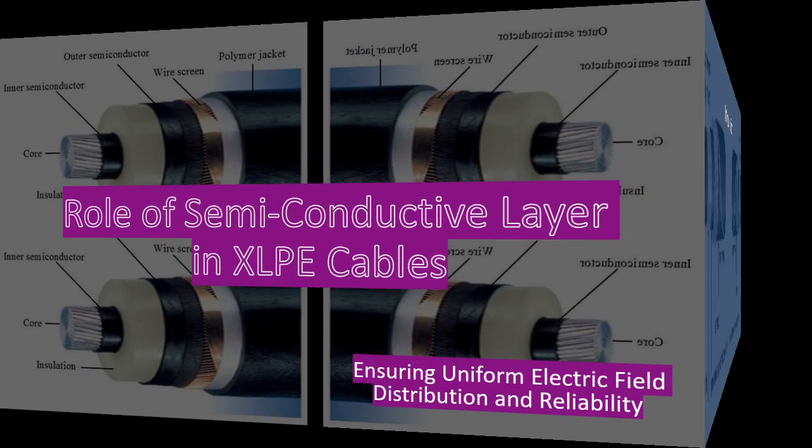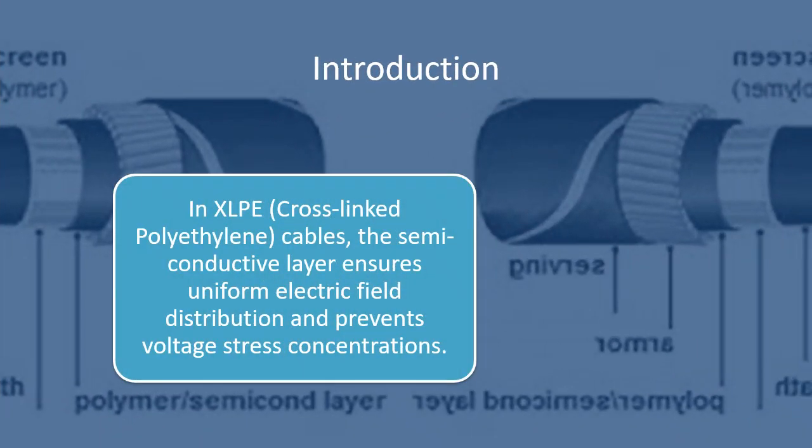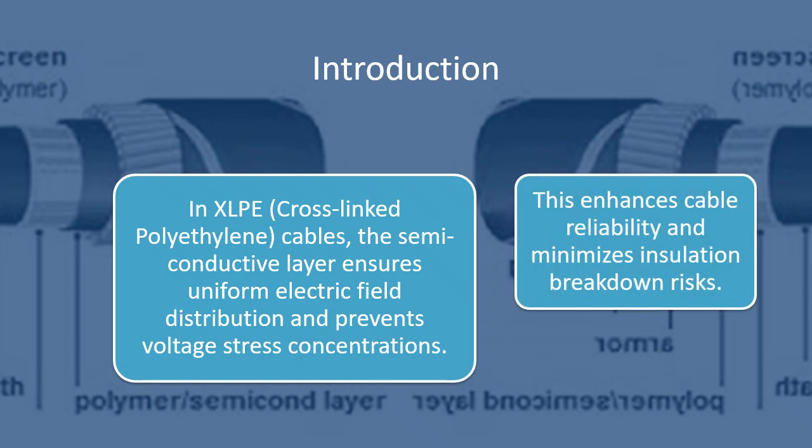Introduction. In XLPE cables, the semiconductive layer plays a critical role. Its primary purpose is to maintain uniform electric field distribution and prevent voltage stress concentrations within the cable. By doing this, it minimizes the risk of insulation breakdown and enhances the overall performance and safety of the cable.